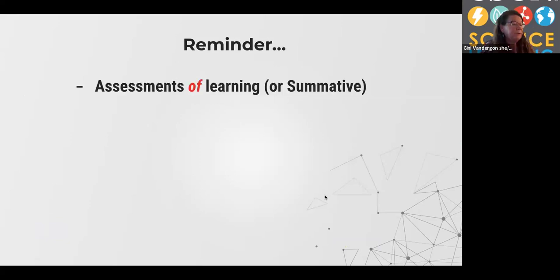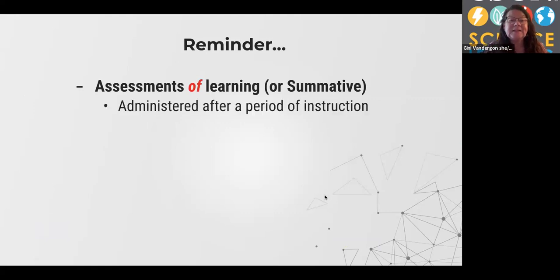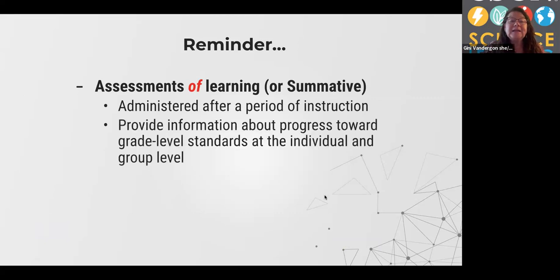So a reminder of what we see when we're talking about assessments. First of all, we all know about summative assessments, which are more encompassing. They're usually at the end of a period of instruction, a lesson sequence, or the end of a semester, etc. And these provide information for you about the progress your students are making as they move on to the next lesson sequence or to the next grade level.